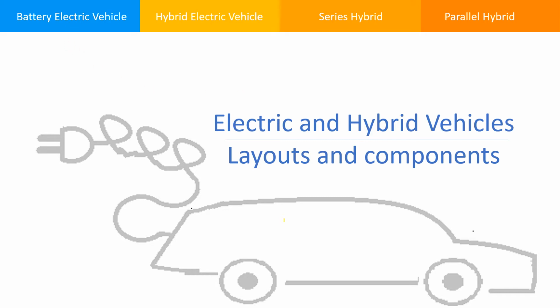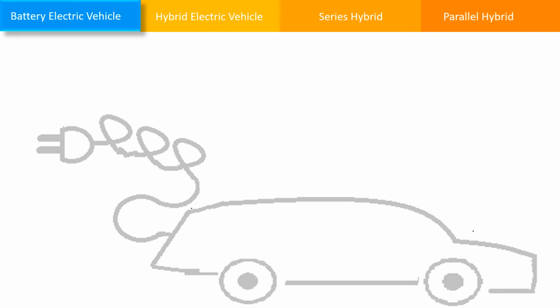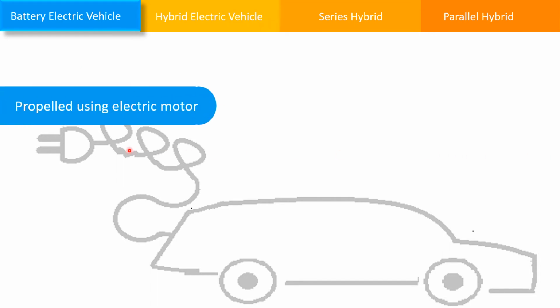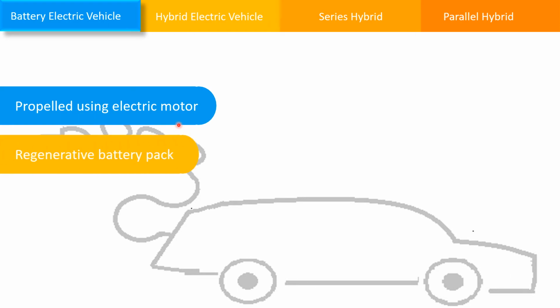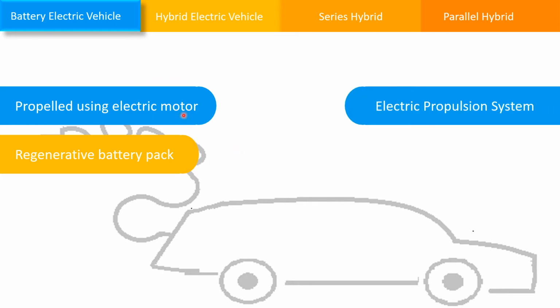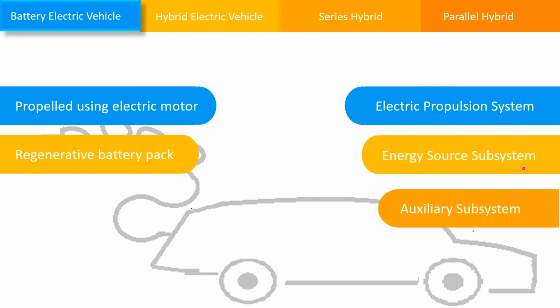Let us start with the battery electrical vehicle, in short also known as BEV. They are propelled purely using an electrical motor. They have a regenerative battery pack, that means it can be charged again and again. They have an electric propulsion system, an energy source subsystem and auxiliary subsystems.